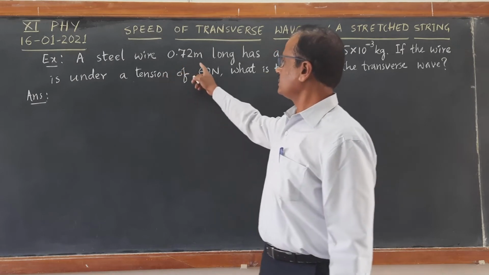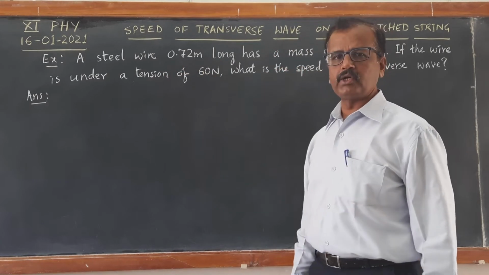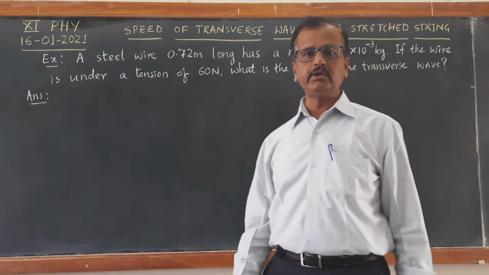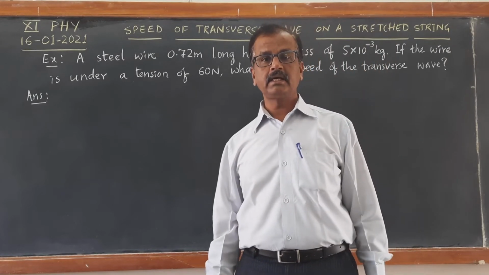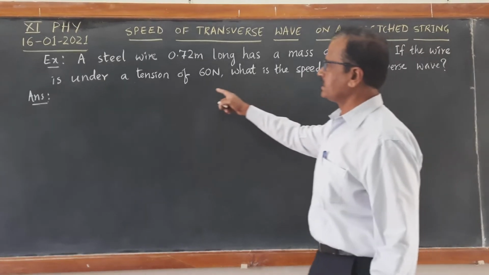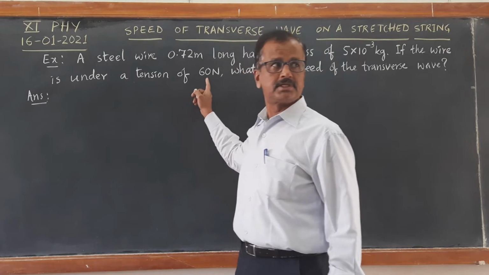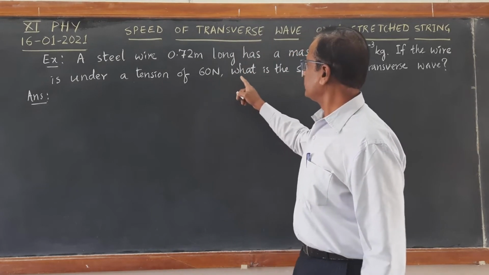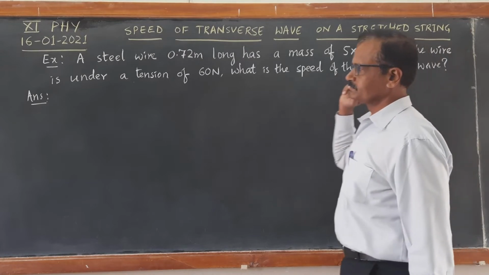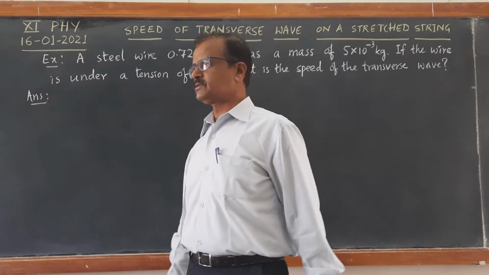A steel wire of 0.72 meter long has a mass of 5 into 10 raised to minus 3 kilogram. If the wire is under tension of 60 Newton, what is the speed of transverse wave?